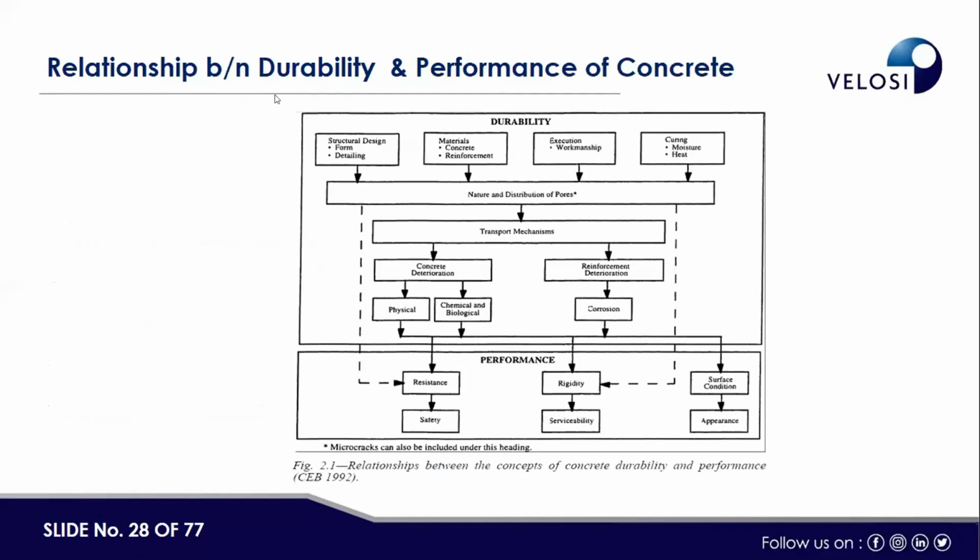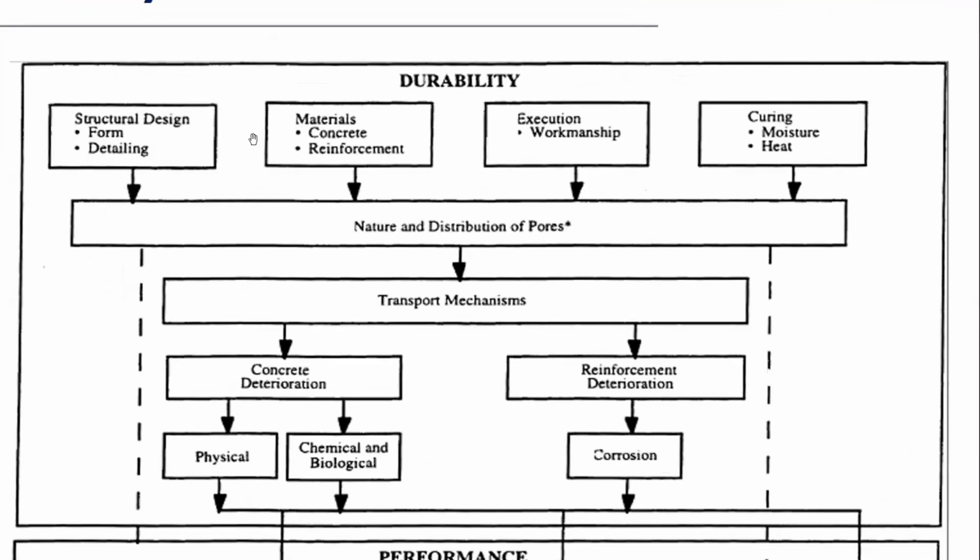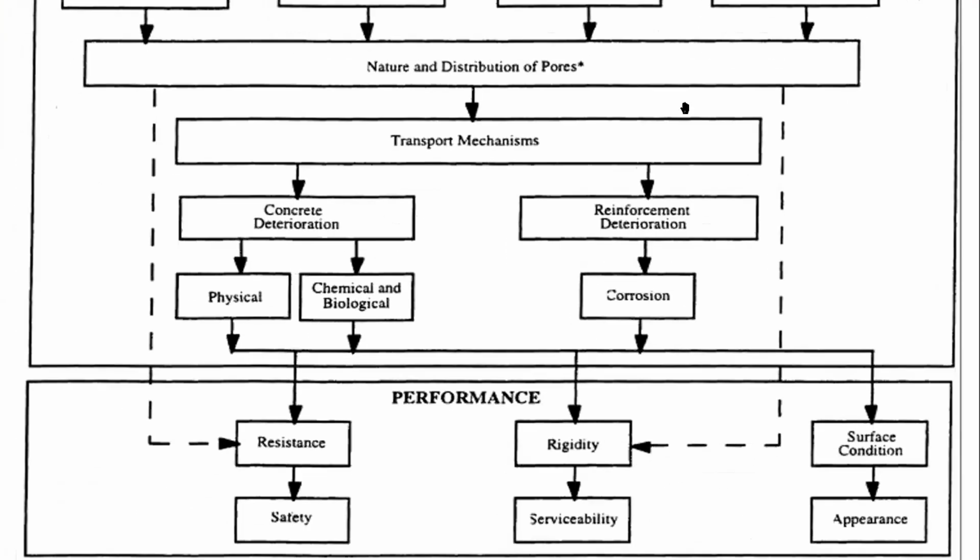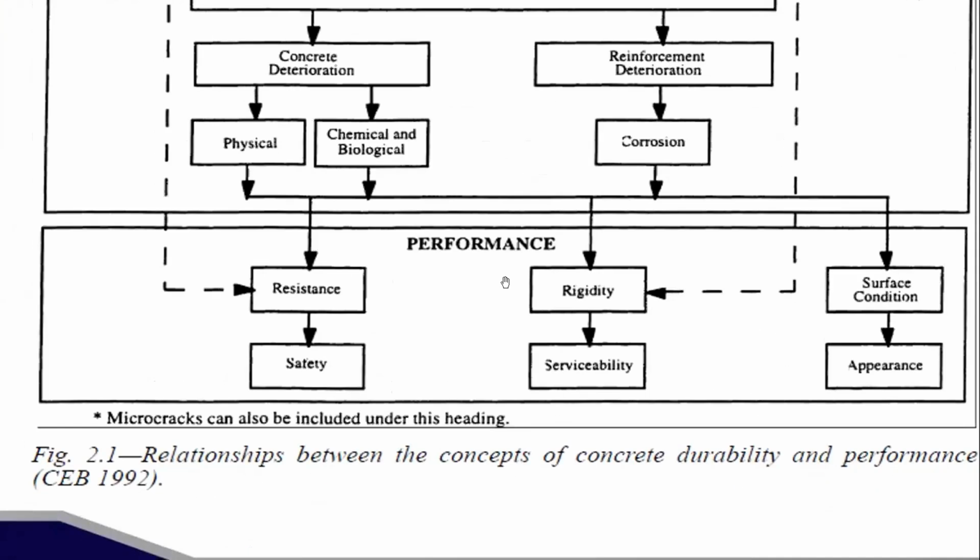The relationship between durability and performance of concrete: there are four major areas. The structural design, including the form, the different types and detailing; then materials like concrete and reinforcement; execution and workmanship, which is also very important; then curing, moisture and heat. These mechanisms are then transformed into the future, like concrete deterioration, physical, chemical and biological, and reinforcement deterioration like corrosion, and then further performance in terms of resistance, safety, rigidity, serviceability, service condition and appearance.